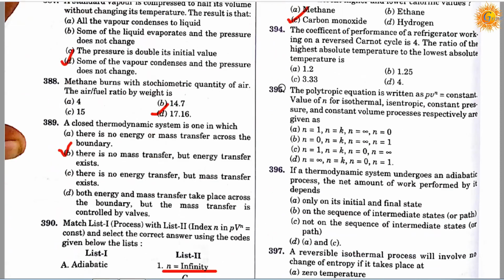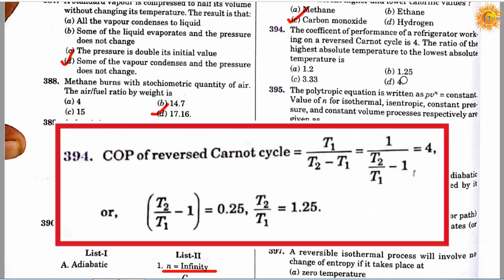Question number 394. The coefficient of performance of a refrigerator working on a reversed Carnot cycle is 4. The ratio of the highest absolute temperature to the lowest absolute temperature is option A 1.2, option B 1.25, option C 3.3, and option D 4. So correct answer is B, and its solution available here is 1.25.